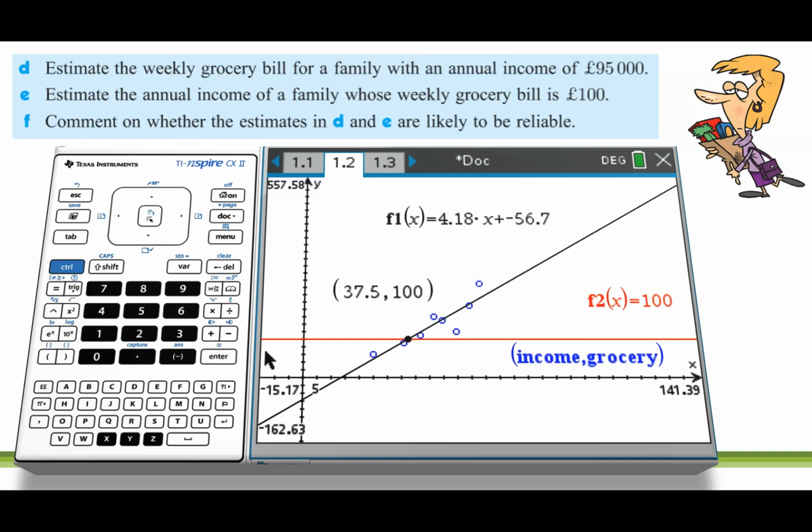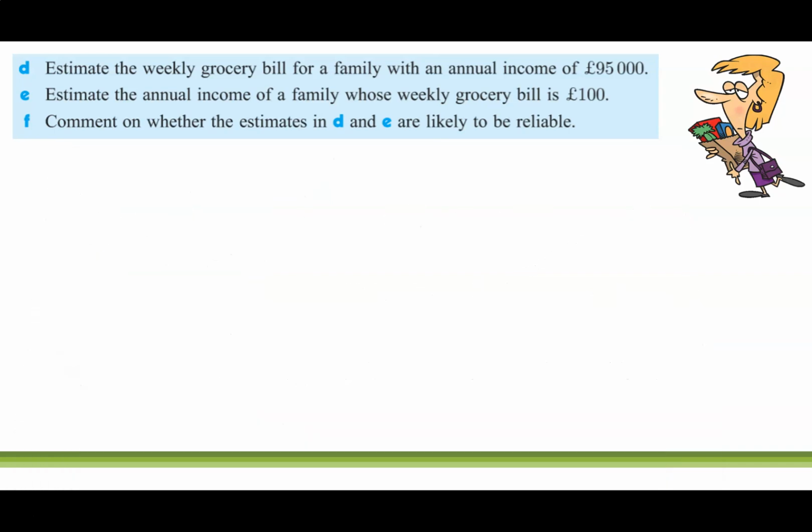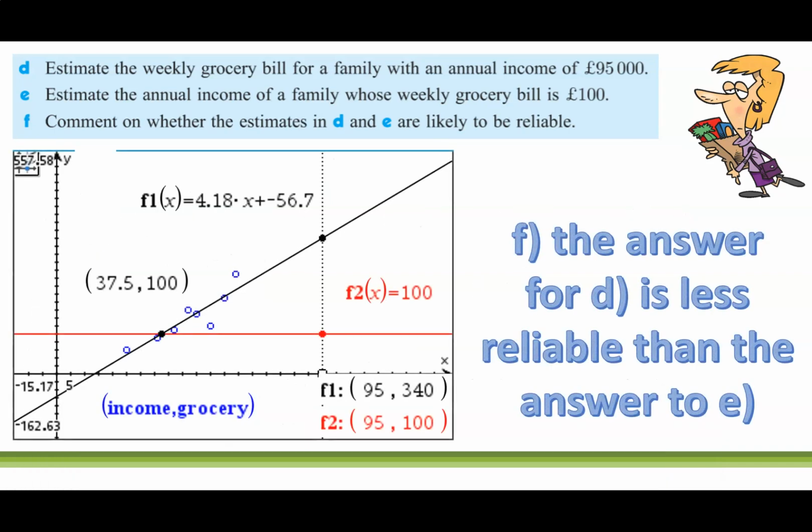It's based on the theory of those little tiny squares, which you probably will never have to do on your own. I say probably because some students will choose to do a stats-based internal assessment, in which case you may have to do this kind of stuff, but that's not a given. Comment for part F, it says the estimates for D, they're likely to be reliable. I'd say the answer for D is less reliable because it's based on an extrapolation.